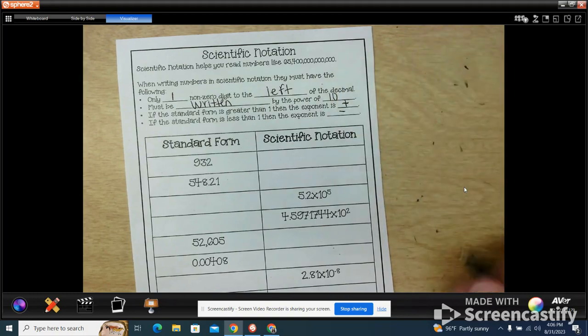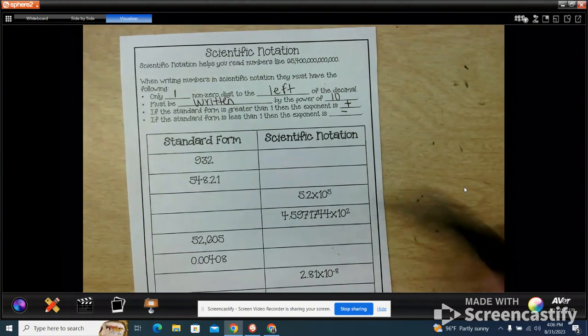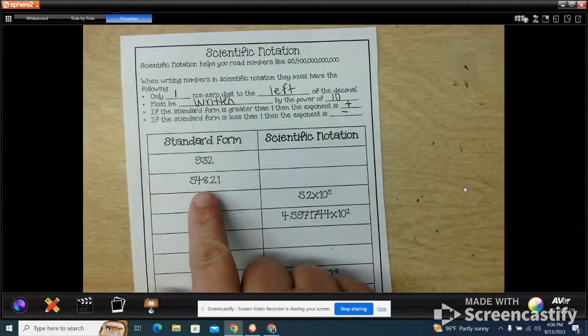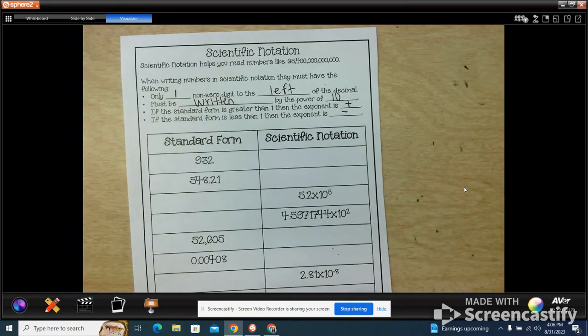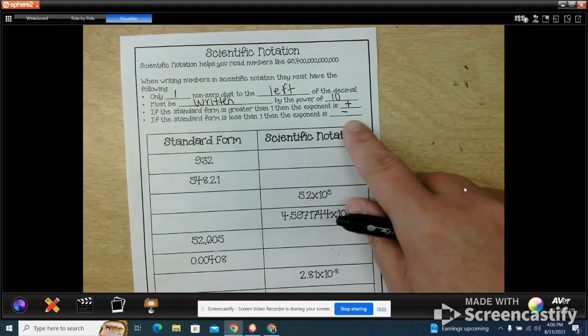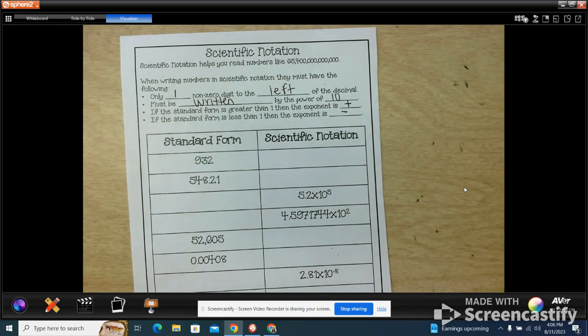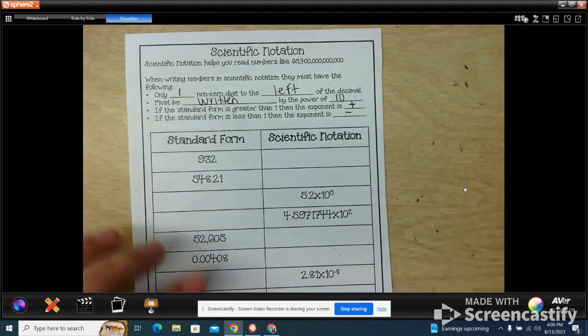So the standard form is how we write our basic numbers. So we have like 932,548.21. So that's what we're calling our standard form. So any number that is greater than 1 is going to be positive, and any number that is mostly going to be like a small decimal is going to have a negative exponent. All right, so let's start with doing the standard form to scientific first.